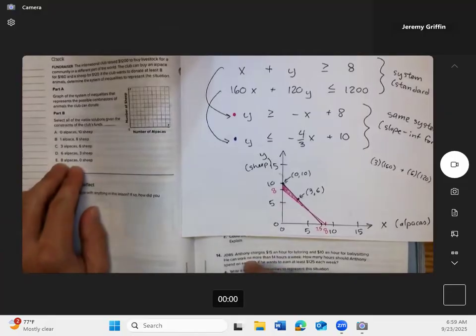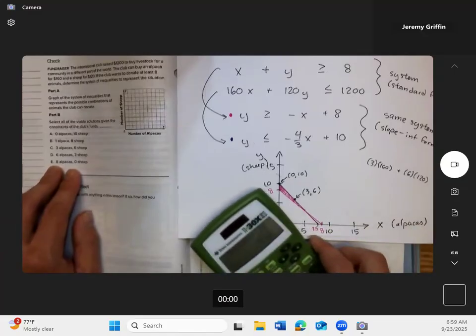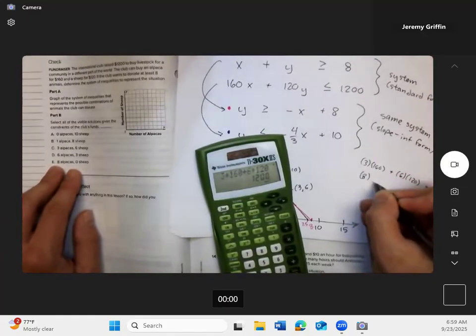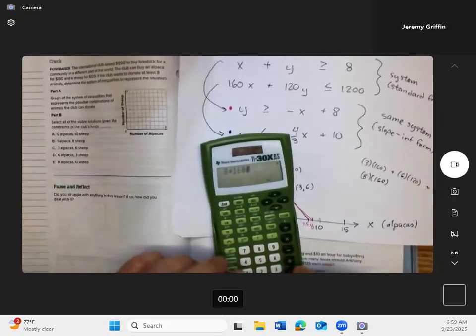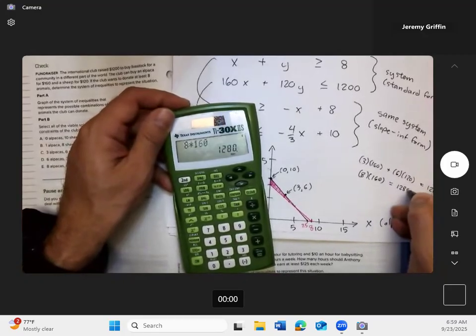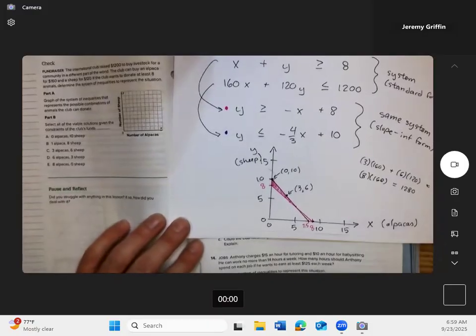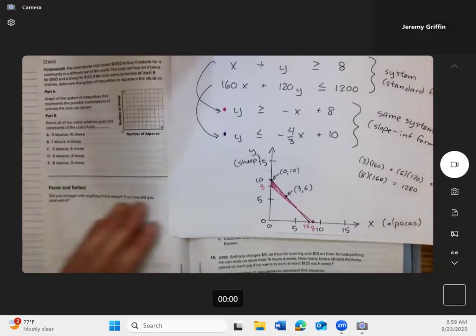How about option E? 8 alpacas, 0 sheep. I can see right away from my graph that that's going to be beyond their budget. It's just outside their budget range. They don't have enough money to buy 8 alpacas. I can show that here: 8 alpacas times $160 per alpaca. 8 times 160 has got to be more than 1,200. It is, it's $1,280. So they're just short on funds to do that. So option E would not be viable. That would be this point right here, and that's outside the constraint. So there you go. You can test the other two if you like.